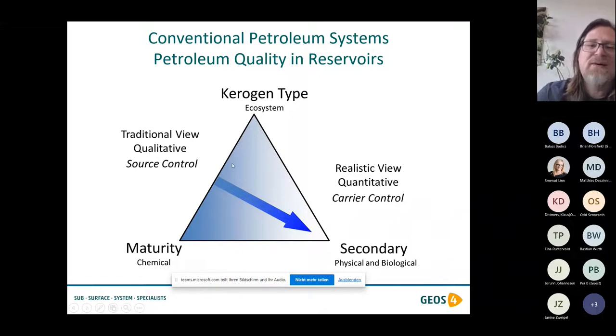So end member examples of petroleum systems exist in this space of this ternary diagram.